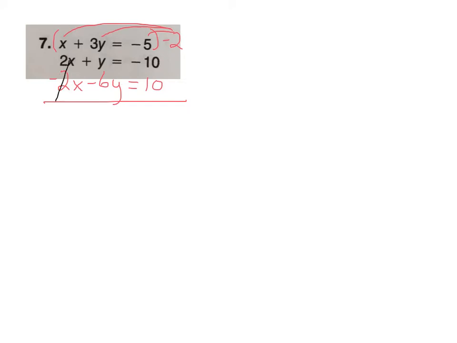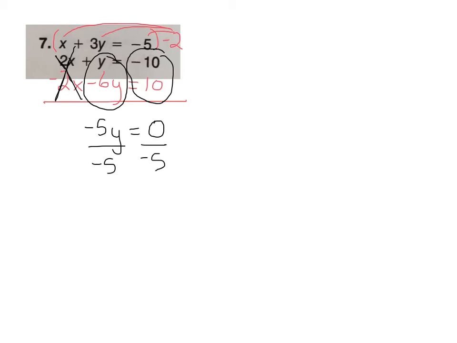The 2x's cancel because 2x and negative 2x is 0. Y and negative 6y is negative 5y. And negative 10 plus 10 is 0. Now that's okay. We still have variables, so we're good. So now I'm going to divide by negative 5 on both sides. And so y equals 0.